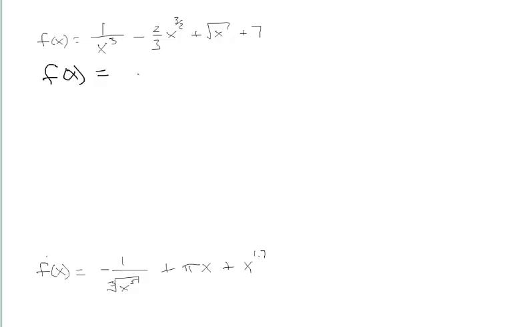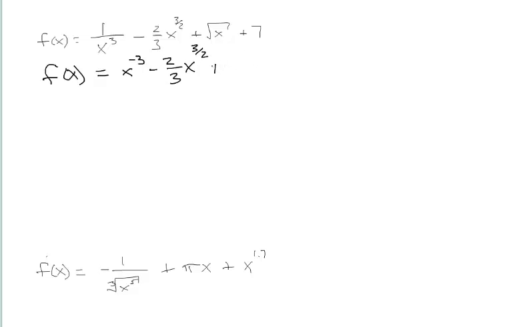And that means bringing all your variables up to the numerator. So we're going to have 1 over x cubed, I'm going to rewrite as x to the negative 3. I don't have to do anything to this second term. Just rewrite it.